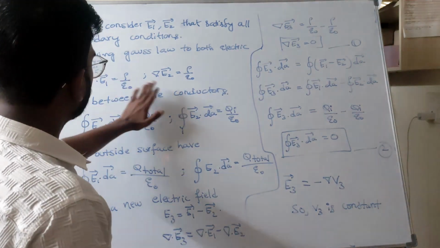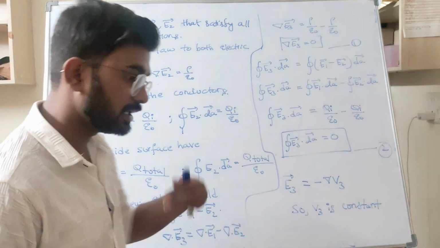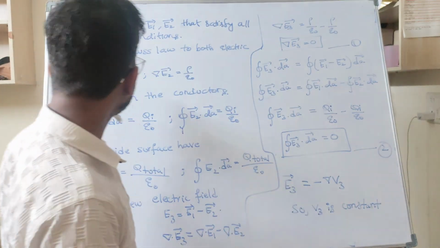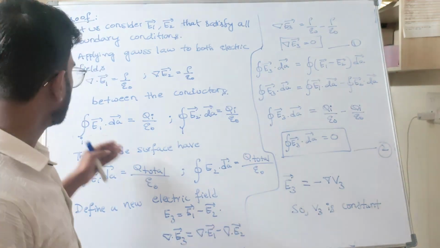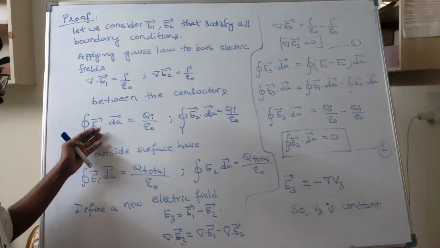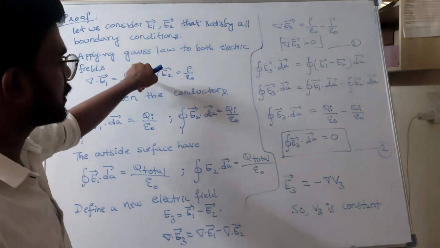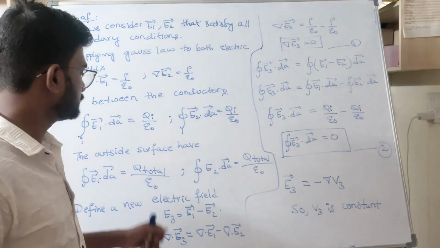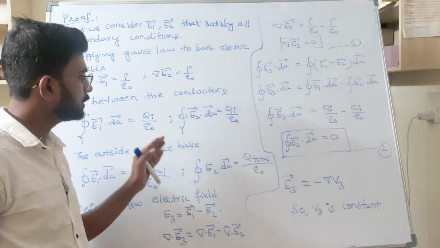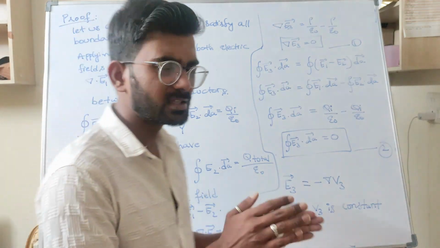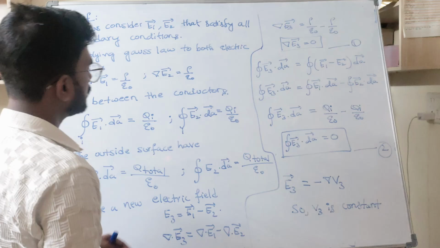Now I am taking another Maxwell equation, in integral form rather than differential form. The integral of E1 bar dot dA bar, with the electric field as a vector, is equal to Qi by epsilon naught, where Qi is the charge on the ith conductor.